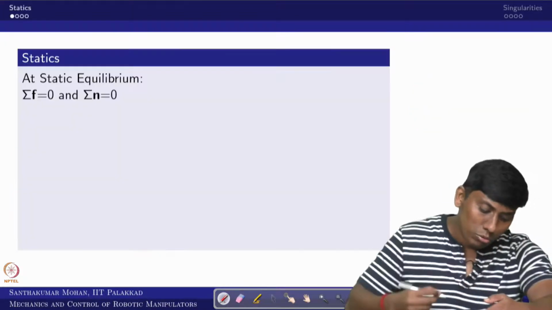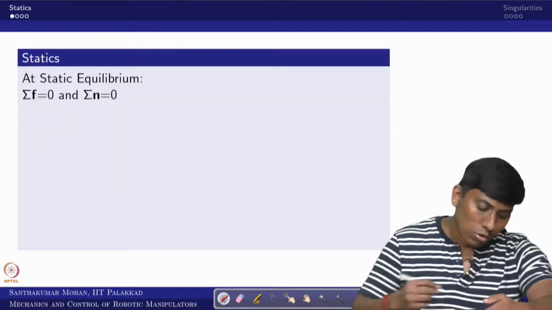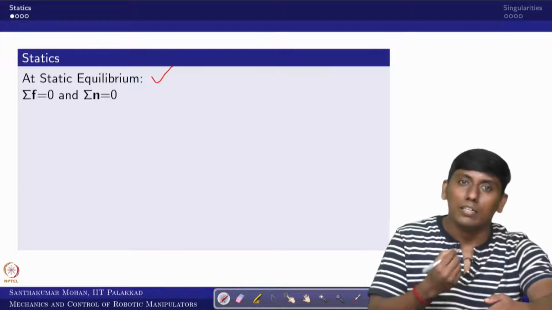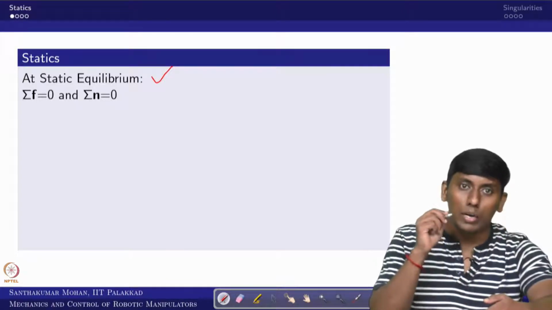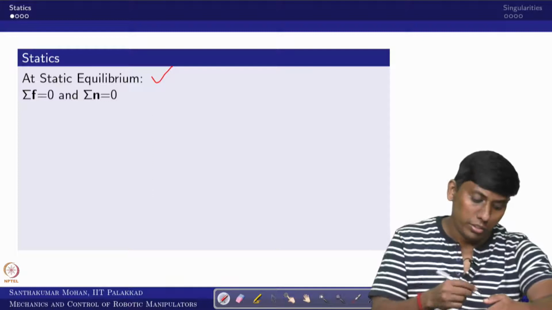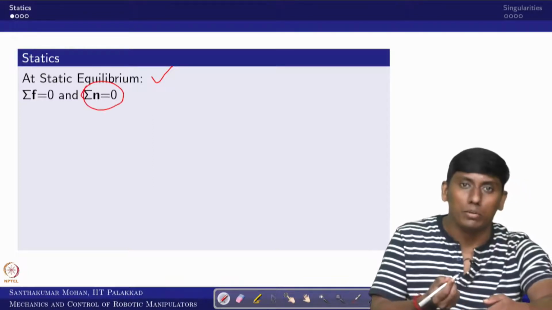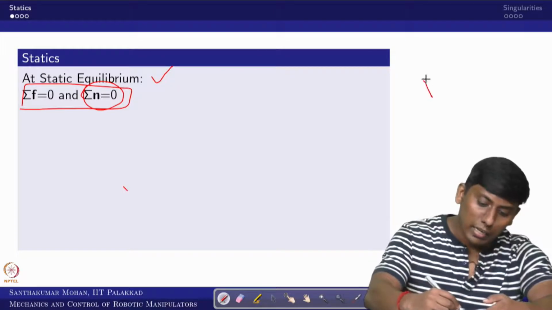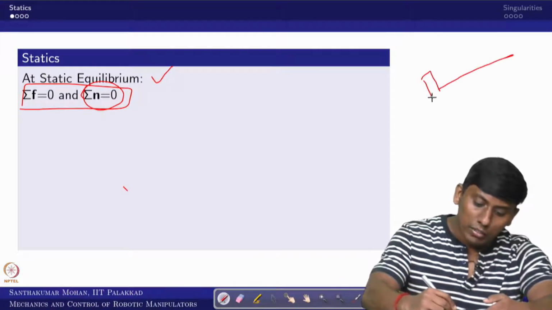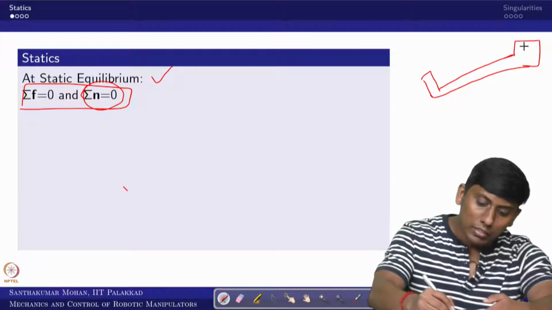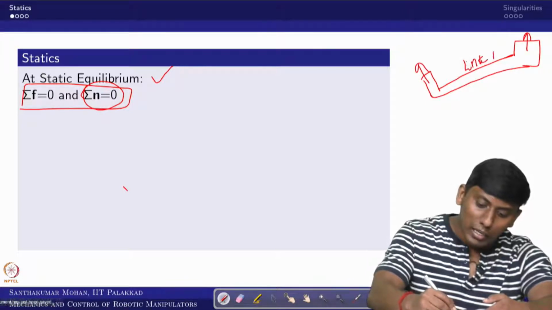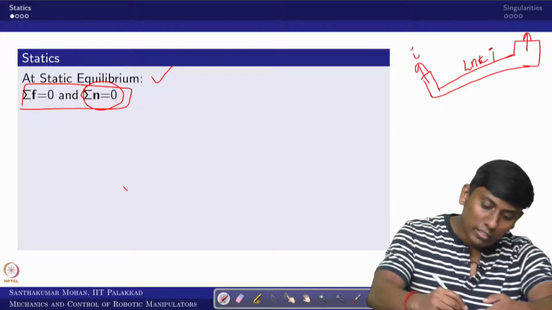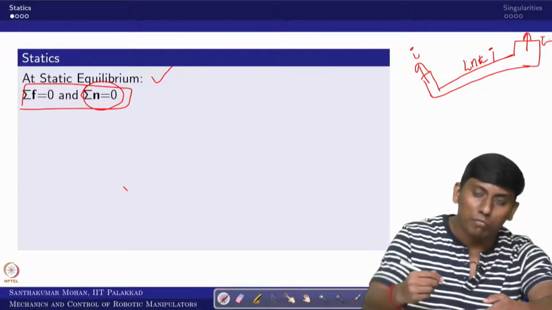Let us move to the static case. You all know that static equilibrium means the sum of all forces is 0. Similarly, the sum of all moments is 0. If these two conditions exist, I take a random link, which I call link i. This is the ith frame and this is the i plus 1 frame.